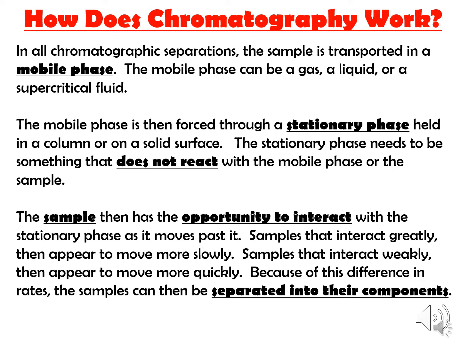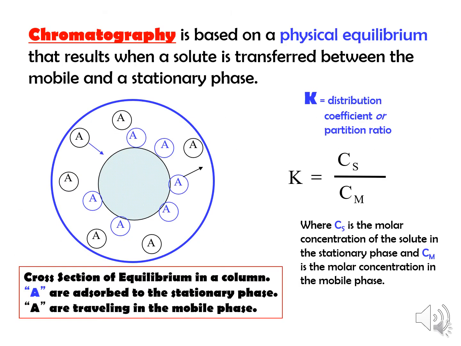It interacts with them, it certainly does, but it does not chemically react with them. The sample then has the opportunity to interact with the stationary phase as it moves past. Samples that interact greatly then appear to move slowly. Samples that interact weakly then appear to move more quickly. Because of this difference in rates, the samples can then be separated into their components.